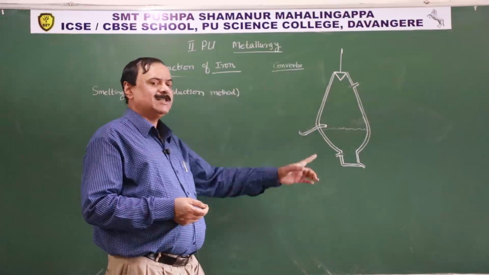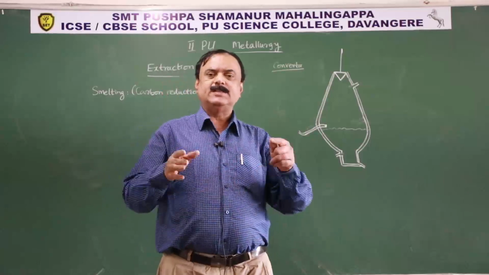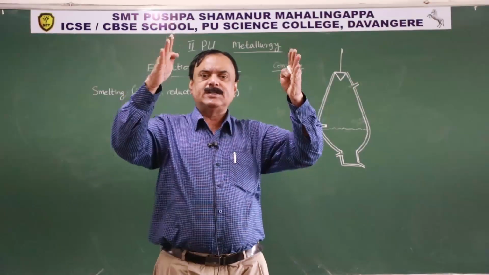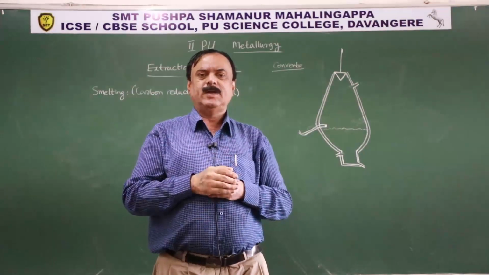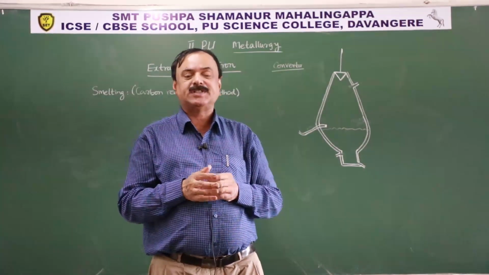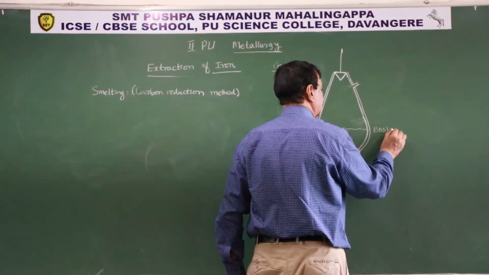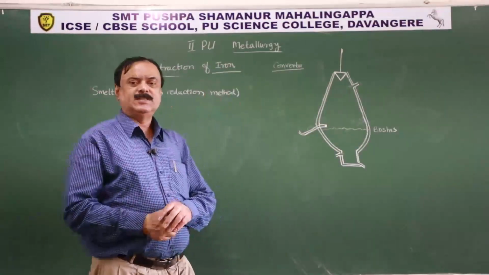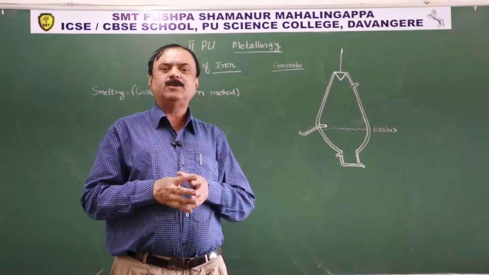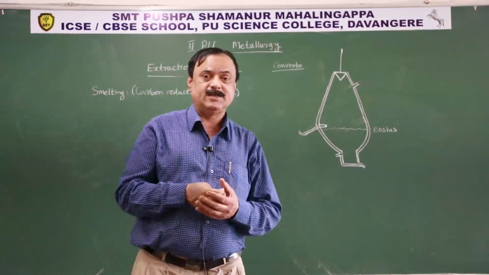It is a tall cylindrical tower. Try to understand. It is a tall cylindrical tower. The diameter gradually increases from top to bottom, and the widest part of the furnace is called the Bosch's region. Is it clear? This is the design of the converter. It is around 25 meters long. Just imagine 25 meters long in the open atmosphere.